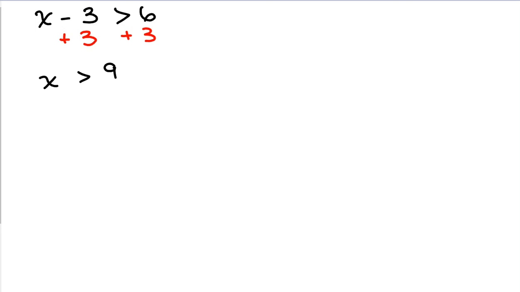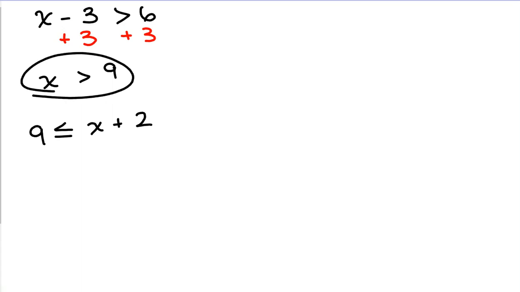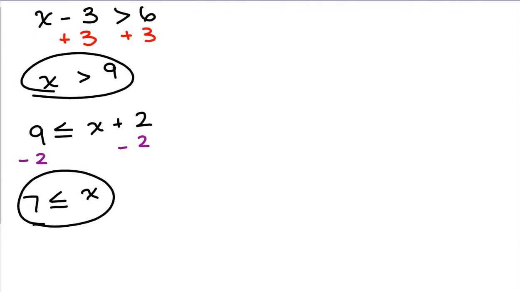Let's look at another one. Let's say we have 9 is less than or equal to x plus 2. Well, in order to get this x by itself, we want to subtract 2 from each side. And so we're left with 7 is less than or equal to x. And that's how you do that.